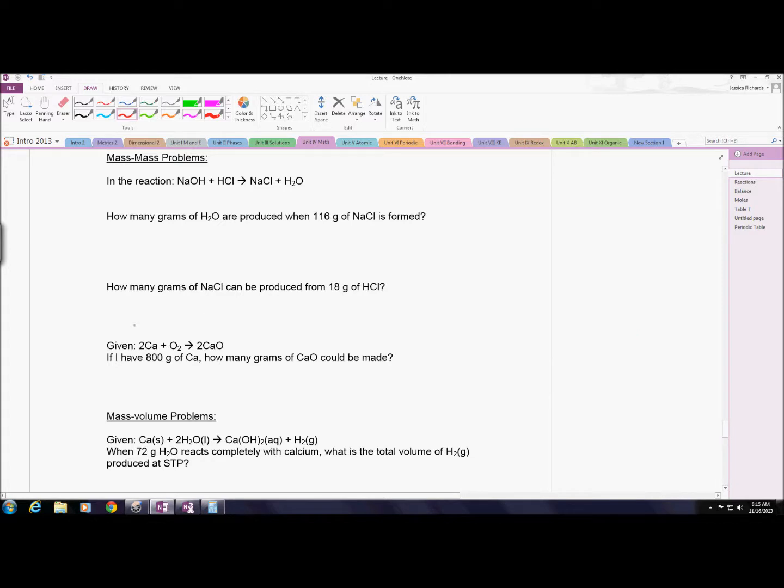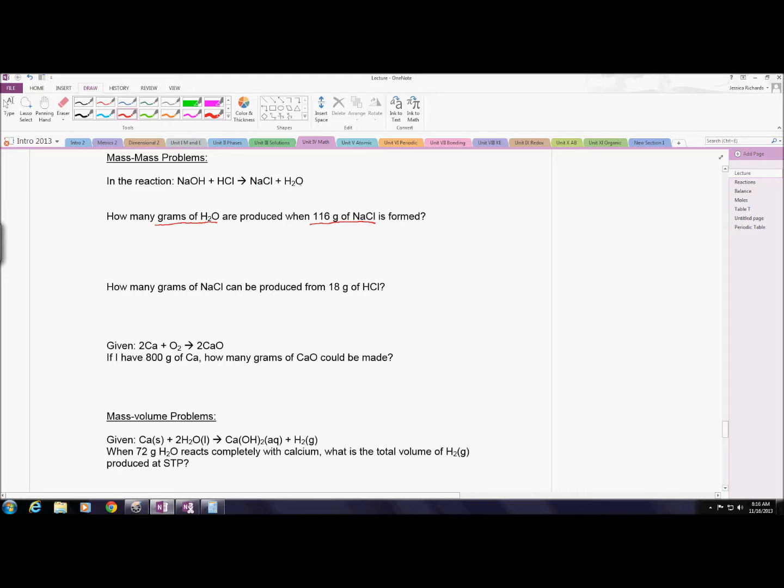And we're going to follow through with the exact same steps. So we're going to start the same way we did before, which was by reading the question. So we're going to use this equation right here. And I know this is straightforward because all the coefficients are 1, but we're going to start easy. 1 mole of sodium hydroxide plus 1 mole of HCl produces 1 mole of sodium chloride plus 1 mole of water. The question says, how many grams of water are produced when 116 grams of NaCl is formed?